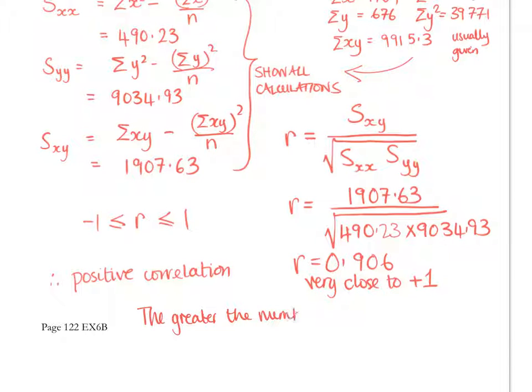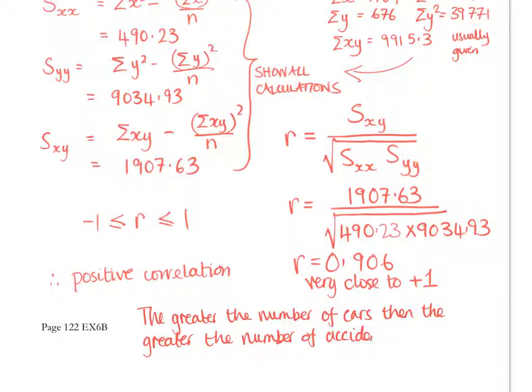the number of cars, then the greater the number of accidents. I think instead of cars I should say vehicles. You should stick with what we've got.